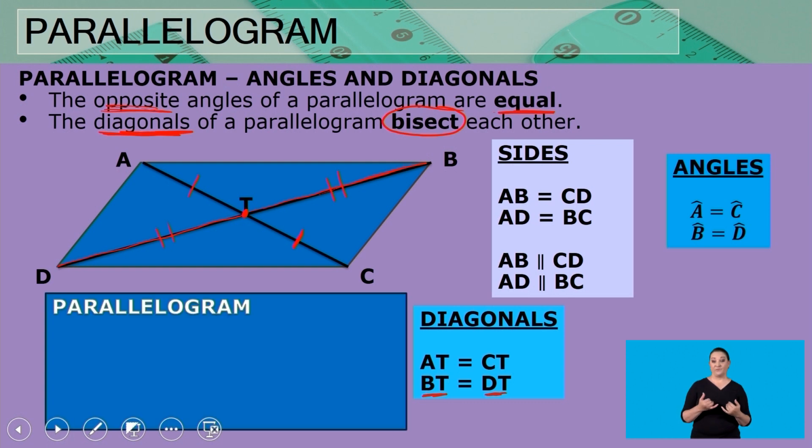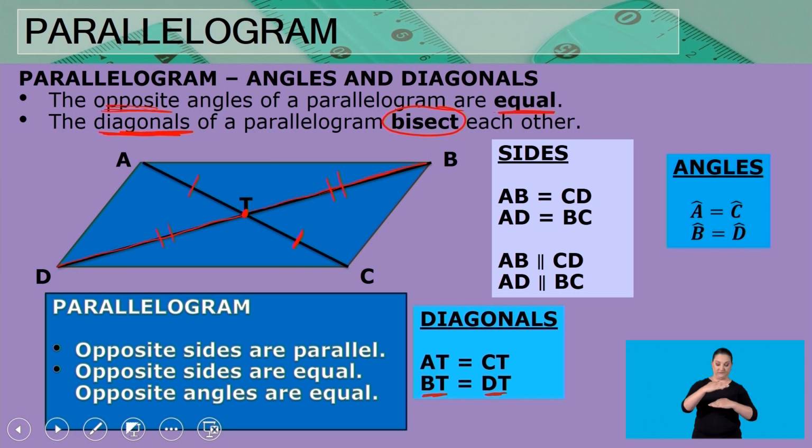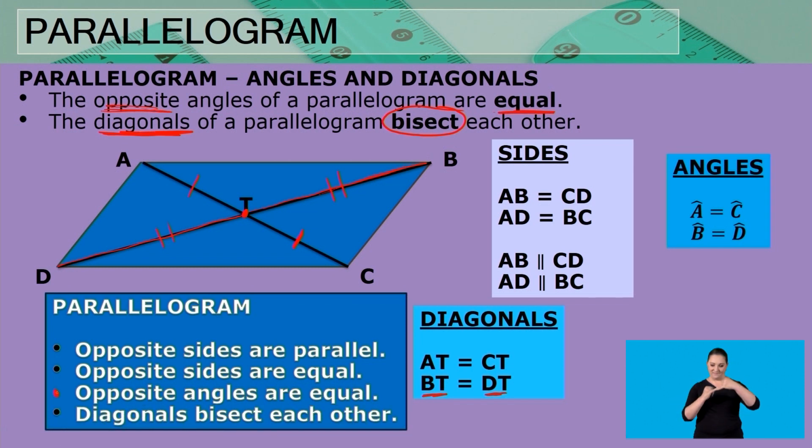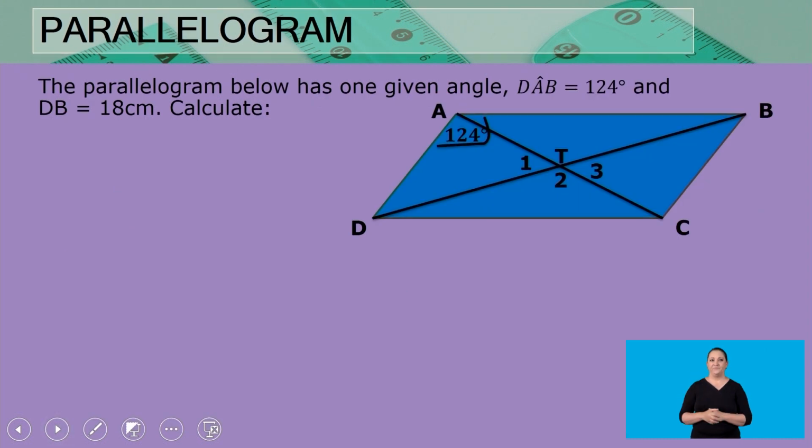So the properties of a parallelogram is that the opposite sides are parallel, the opposite sides are equal, the opposite angles are equal, and the diagonals bisect each other. And those are the properties of a parallelogram. Let's look at an activity that needs us to use these properties to solve for unknown angles.